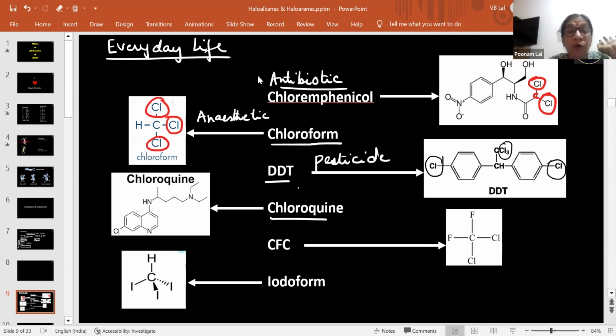Then this is chloroquine. I don't know whether you have heard of chloroquine. Chloroquine is a very important medicine for malaria. So you can see such important compounds which contain chlorine in them. They are organic compounds where one of the derivatives is chlorine. I have by chance taken chlorine. There is one iodine also. So they are all halogen derivatives.